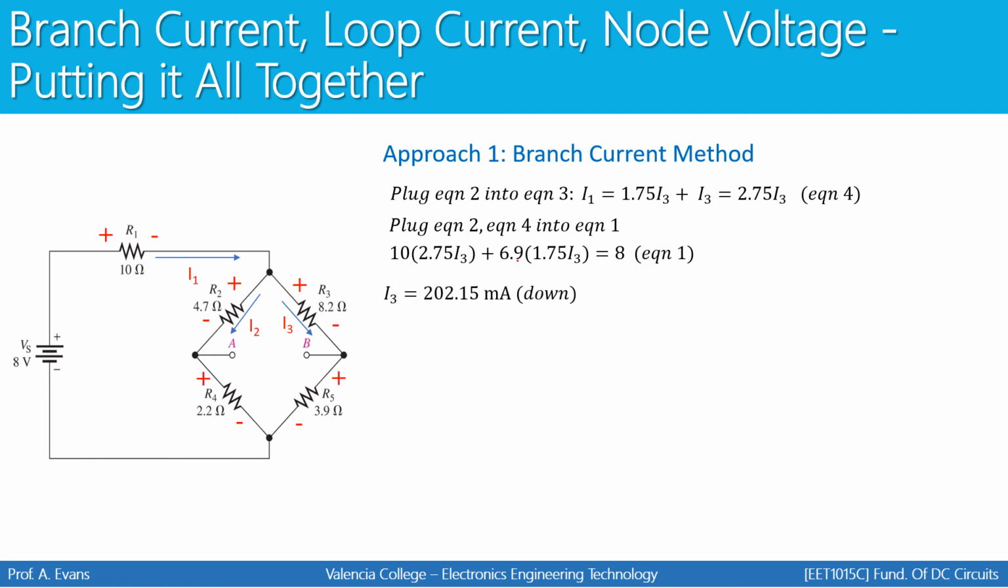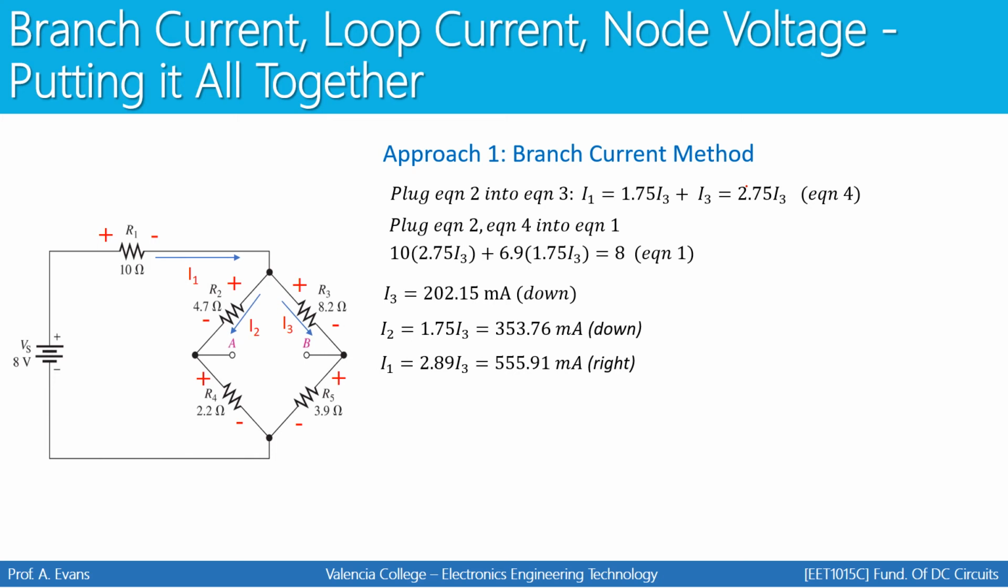Once you find I3, you can use that to find I1 and I2 by plugging into your previous equations. So for example, I know I1 is equal to 2.75 times I3. Take I3, plug that into this equation, and you have I1. And you can do the same thing for I2 by using equation 2.